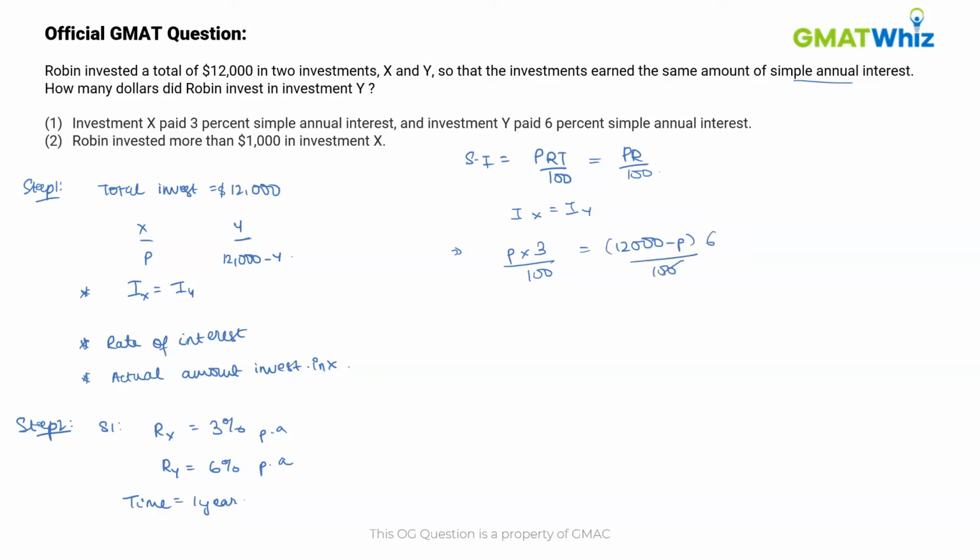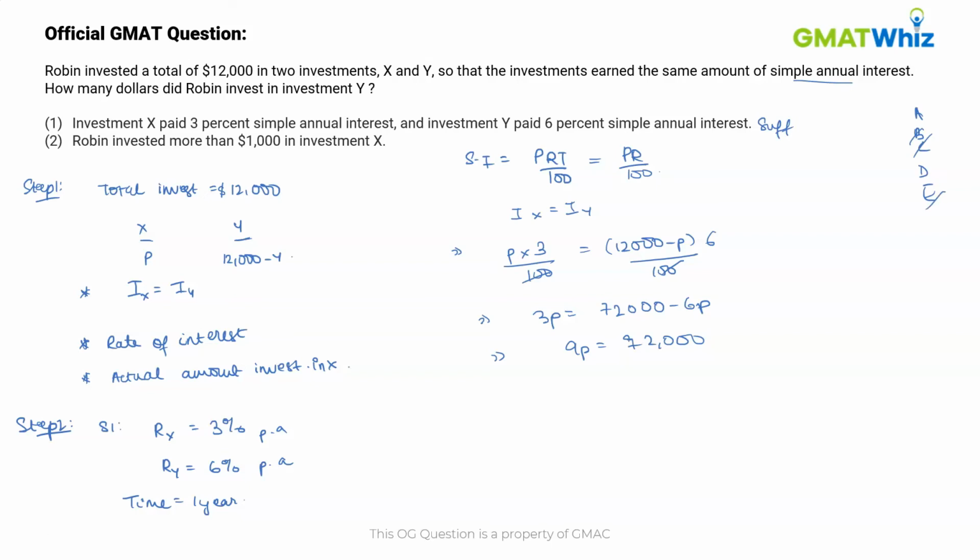Now 100 gets cancelled and we are left with 3P equals 72000 minus 6P. This gives us 9P equals 72000. Now we can find the value of P from this equation and thus find the amount that Robin invested in investment Y. So statement 1 is sufficient, and out of the given options, we eliminate B, C and E.